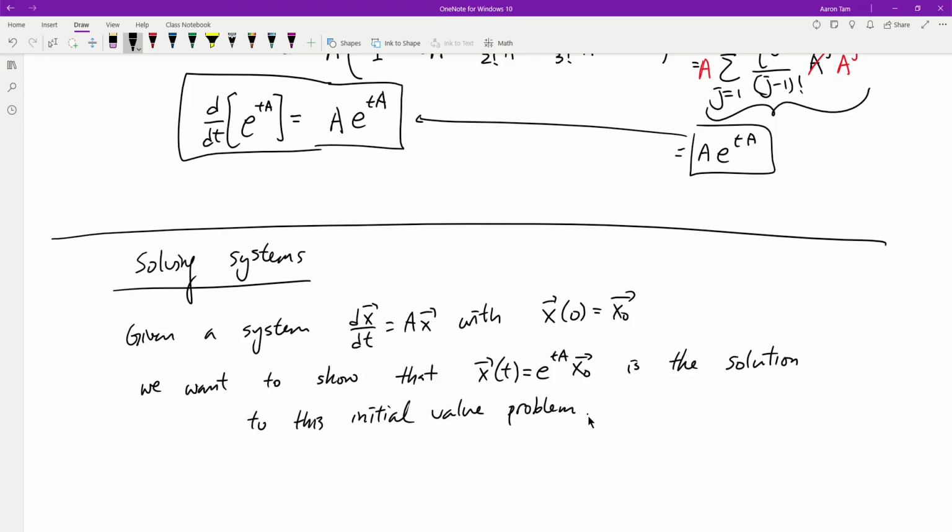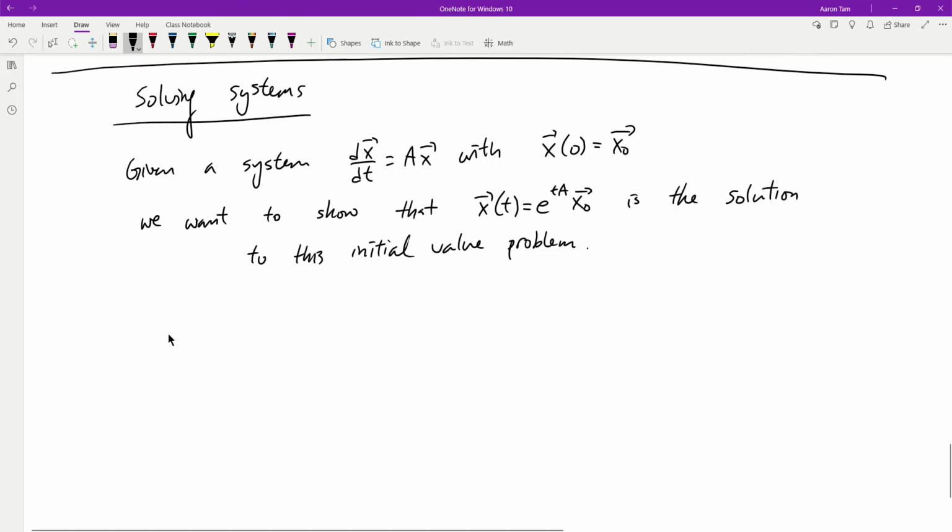So how do I do that? Actually pretty simple. In order to show that vector x of t equal to e to ta vector x sub 0 is the solution to this initial value problem, all I really have to do is to show that it would satisfy the differential equation and it would satisfy the initial condition. So this is what we need to do.